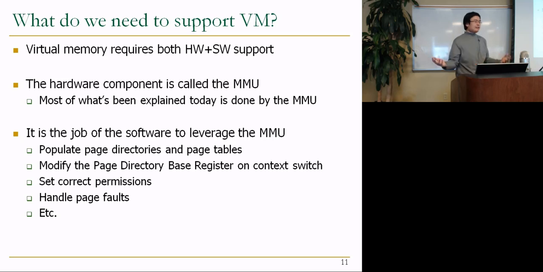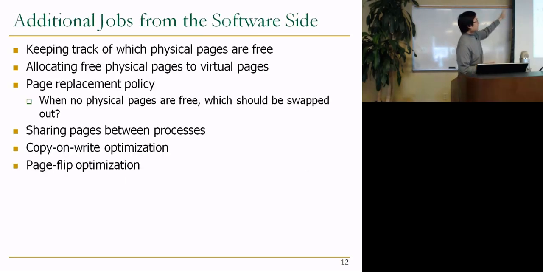And also, lastly, what if you have a page fault? You have to define a way to manage the page fault, also define which pages inside the physical memory you would like to replace, because you would like to replace the one that would affect the system performance the least. And these are the additional jobs from the software side that we are not going to cover in this class, but I would like to talk about them a little bit so that you're aware of how many jobs the software has to manage in order for the MMU to not only be functionally correct but perform well. It has to keep track of which physical pages are free, and it also has to allocate the free physical pages to virtual pages.